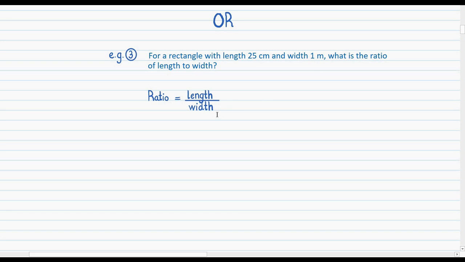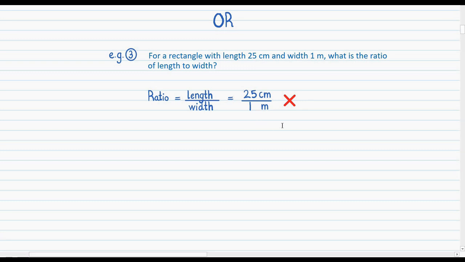So the question is, will the ratio just be the length of 25 centimeters divided by the width of 1 meter? No, that's incorrect. You first have to make them both into the same units so that the units can cancel out. Otherwise, you get a value of 25 centimeters per meter. Even though they both represent lengths, they're still not the exact same units. So we need to make them both into the same unit.